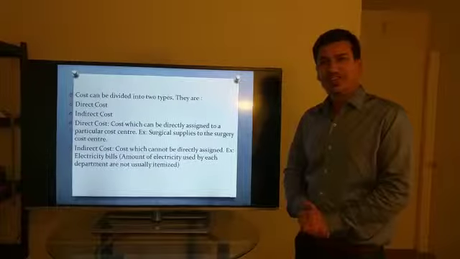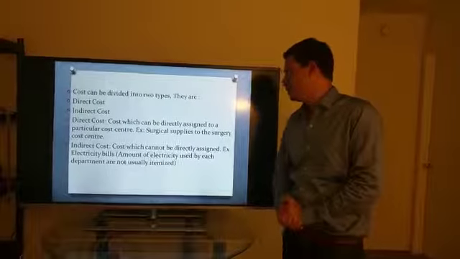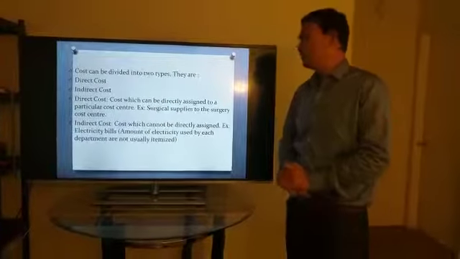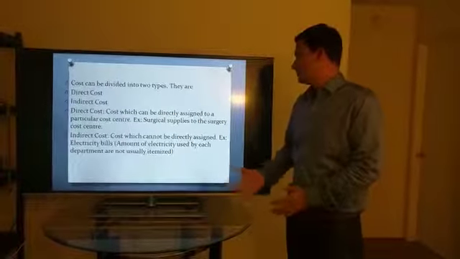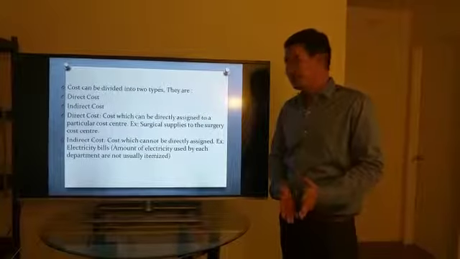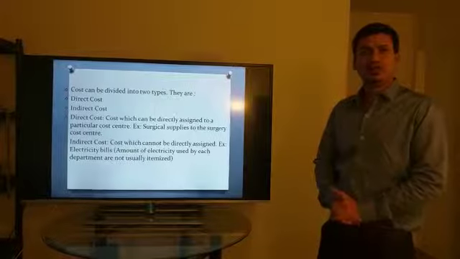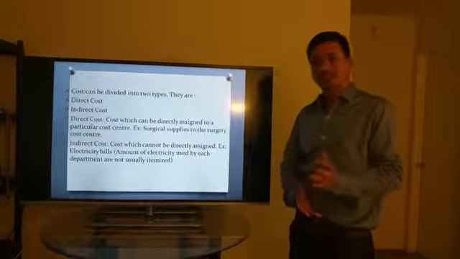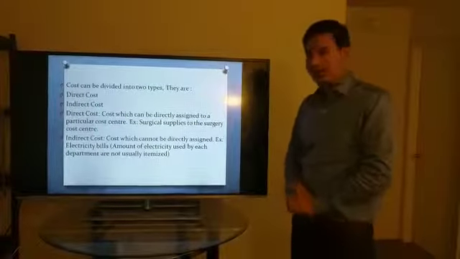Costs can be broadly divided into two types: the direct costs and the indirect costs. The word itself tells us, direct costs can be directly assigned to a particular cost center. You can take the example of surgical supplies to the surgery cost center. The indirect cost is the cost which cannot be directly assigned. For example, electricity bills for one department are usually not itemized.